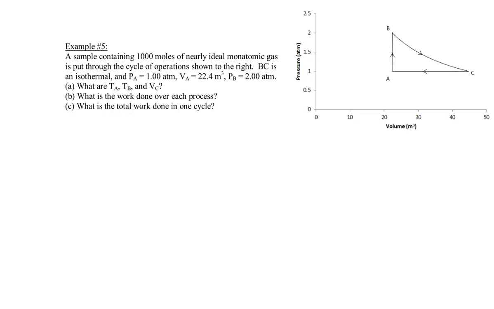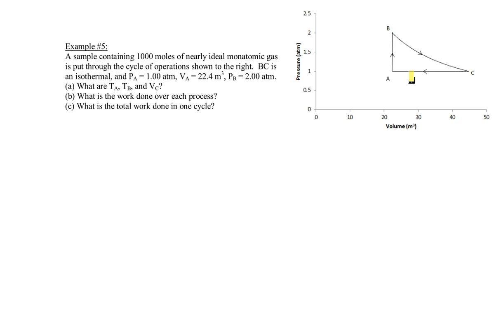Welcome to example number 5. We have a sample gas containing 1,000 moles of nearly ideal monatomic gas, and it's put through a series of processes. In process AB, this is an isochoric process, BC is an isothermal process, and C to A is an isobaric process. So let's start off with part A.